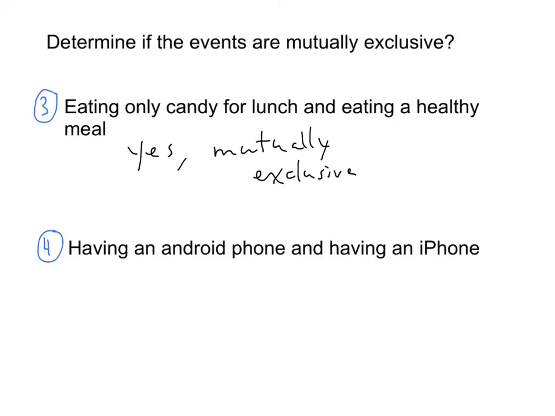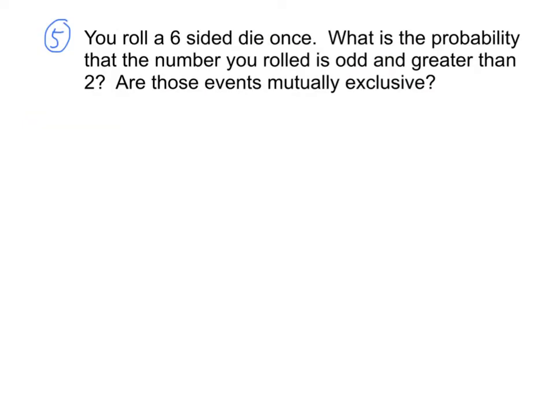4, having an Android phone and having an iPhone. Is it possible to have both? You might have a person who has two phones, one that's Android, one that has an iPhone. So no, those are not mutually exclusive, because those could happen at the same time. You could have both.